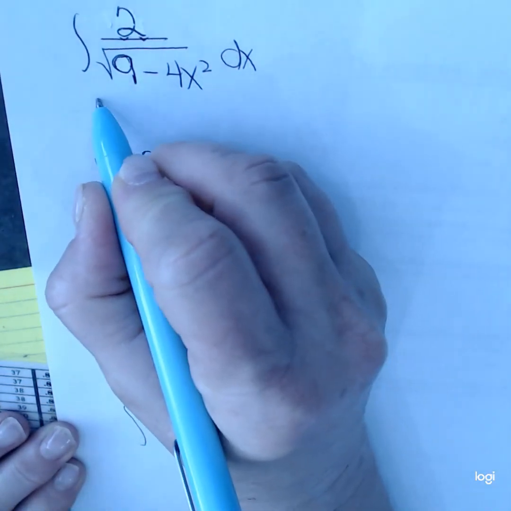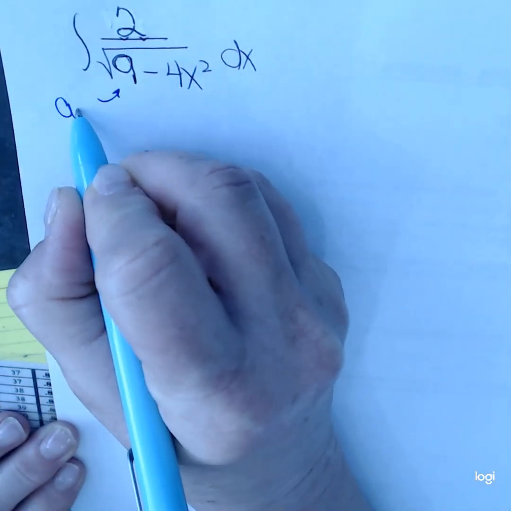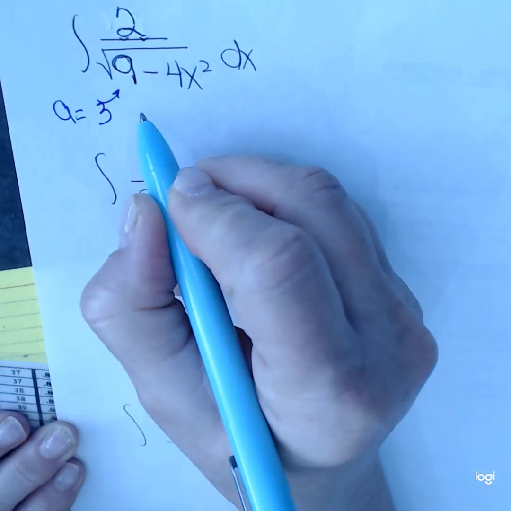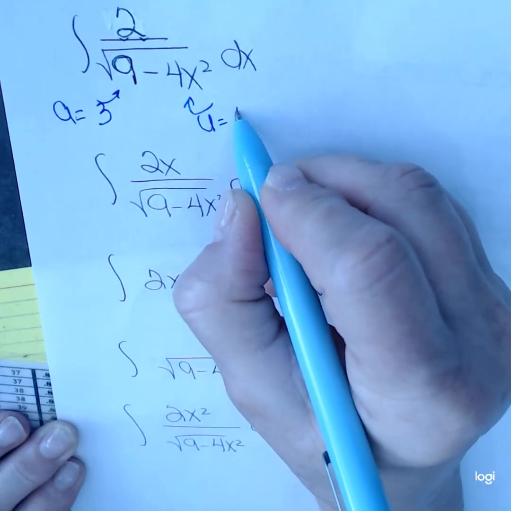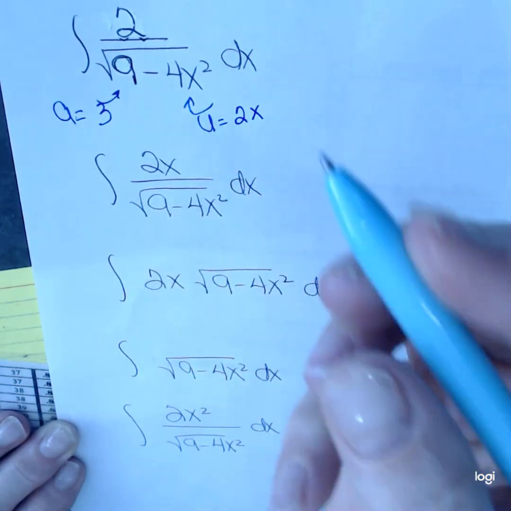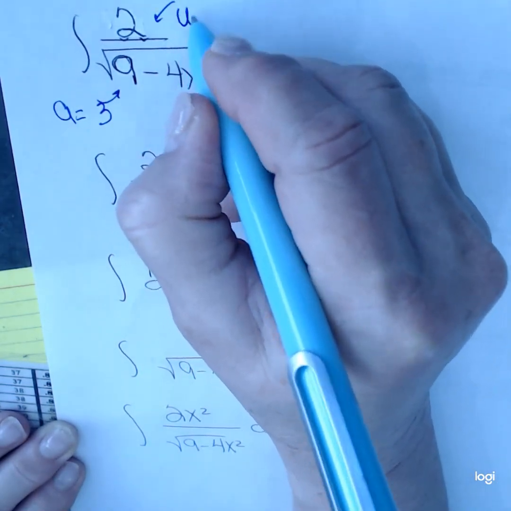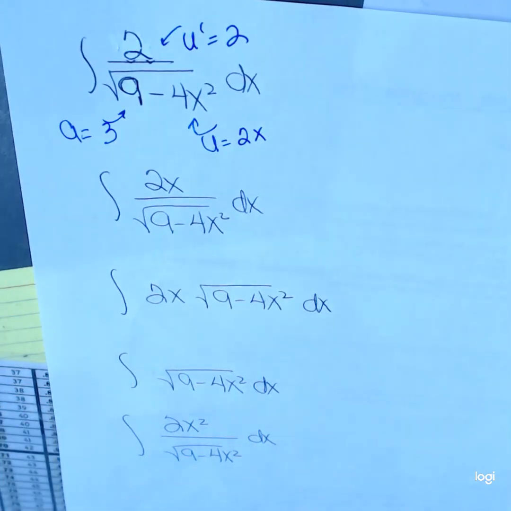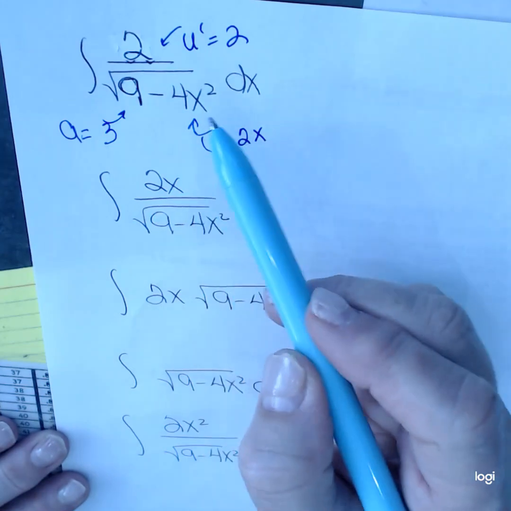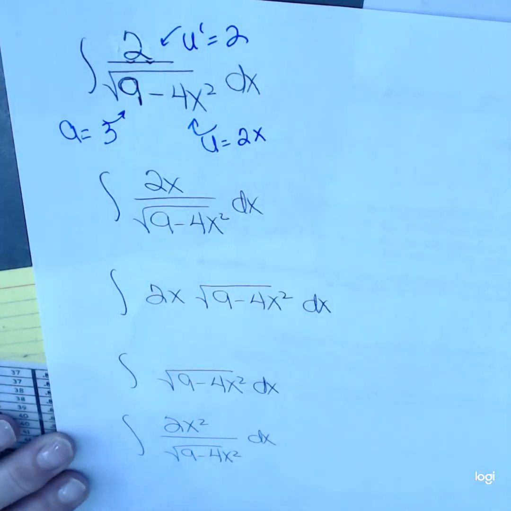In doing so, a is what we have to square to get the number piece, which in this case is 3. u is what I have to square to get the function piece, so that's going to be 2x. And I do see that I have my u prime on the top. And remember, you have to have the u prime, but if at this point you fit one of your inverse trigonometric forms, you want to use that.